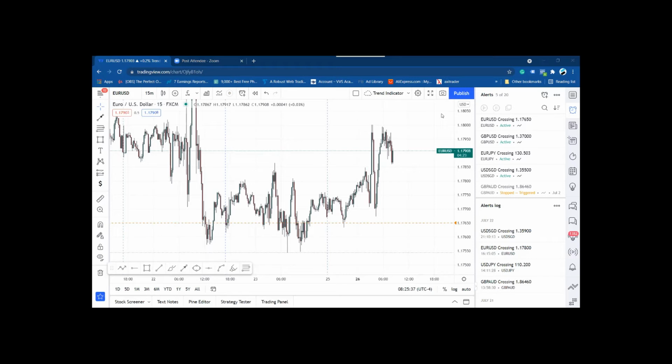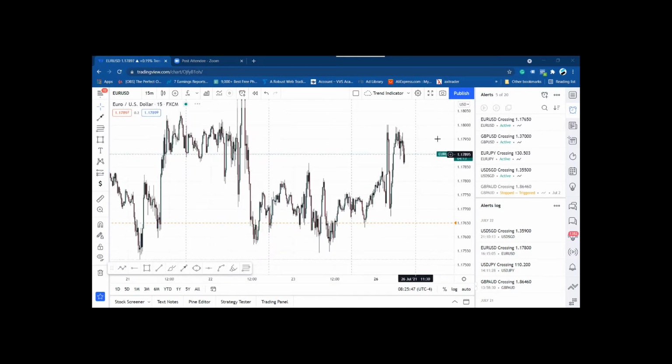Any question on the euro dollar? No? The rest, everyone okay? Besides Robert? Yes. Clear? All clear. Good, good, good.